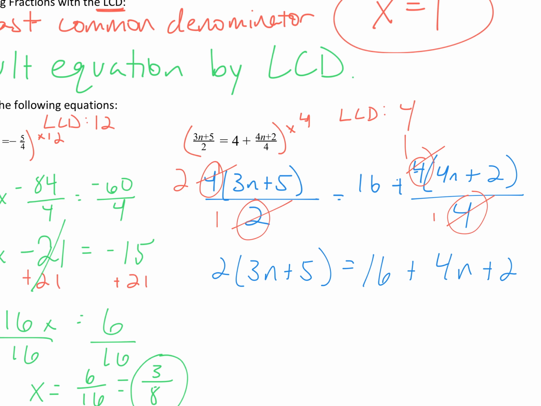From here, I see a distributive property. I'm going to multiply the 2 to both terms. 6n plus 10. And then on the right side, I can actually combine a couple like terms. 16 and 2 gives me 18 plus 4n.